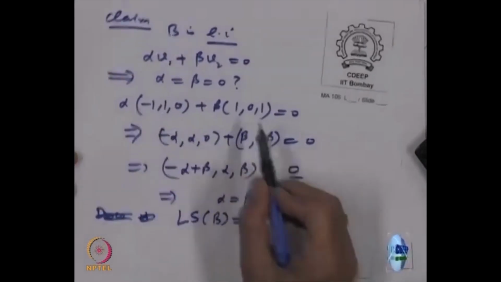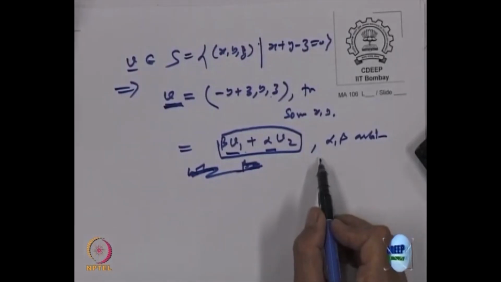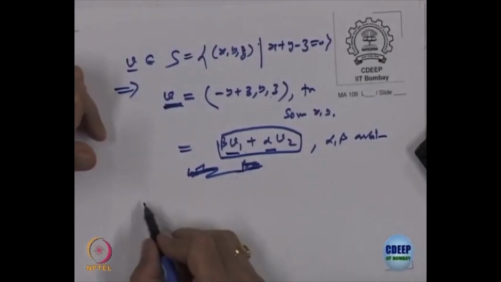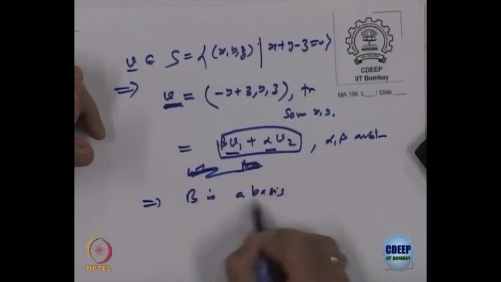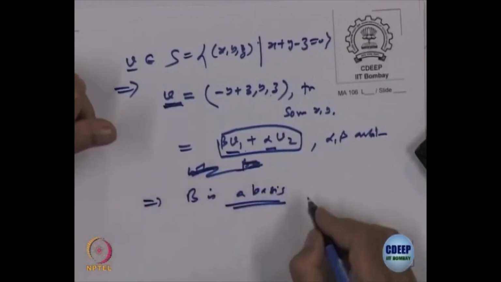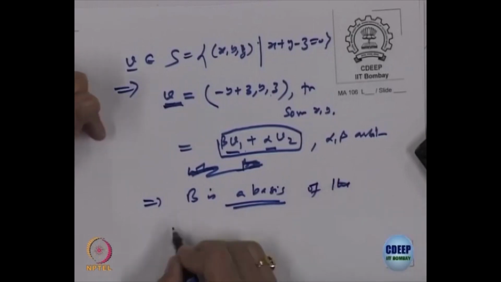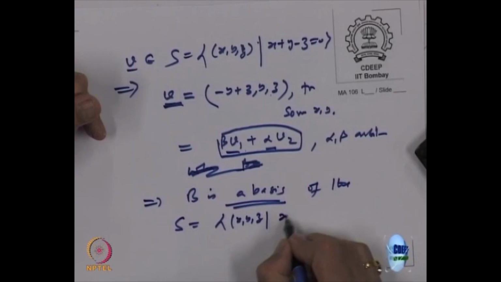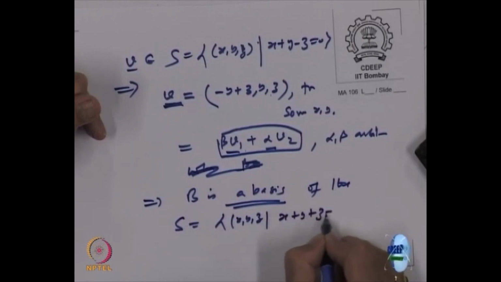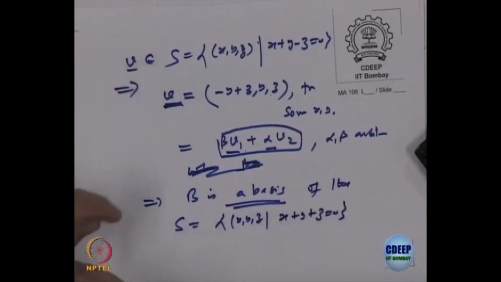Those two elements are linearly independent and span everything. Every element is a linear combination. This implies B is a basis of the solution set S, which is all x, y and z such that x plus y minus z equal to 0.